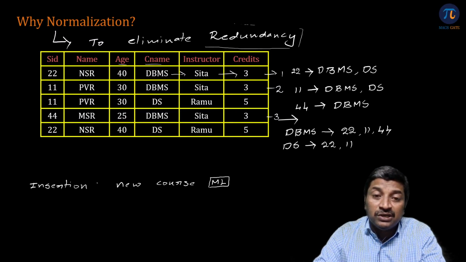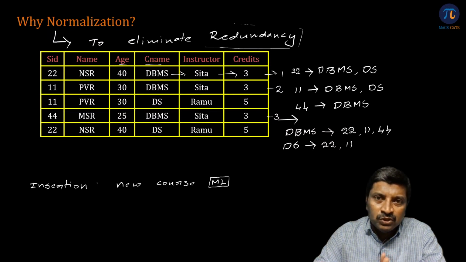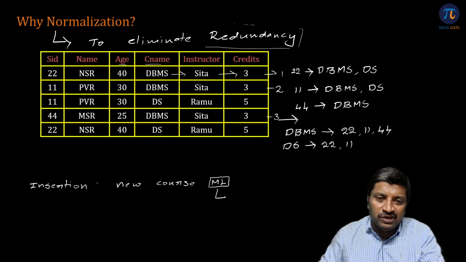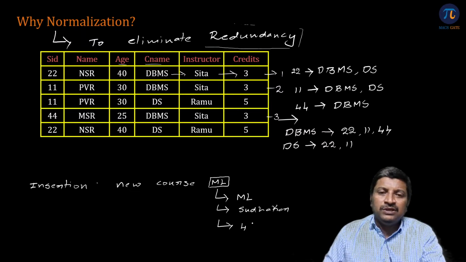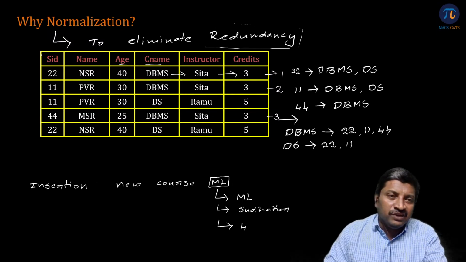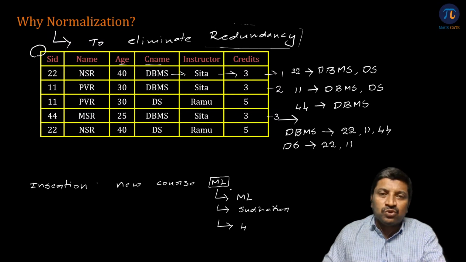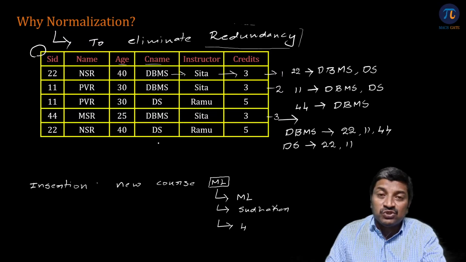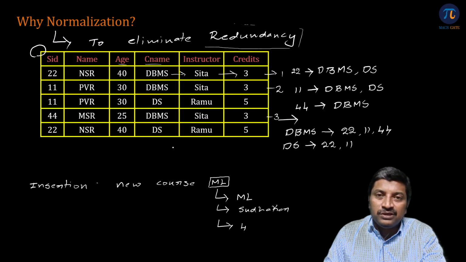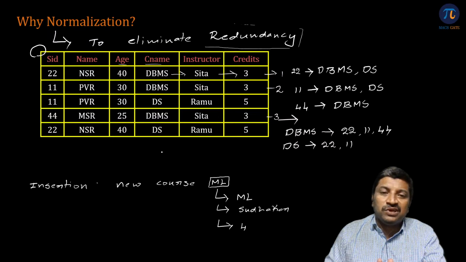Now I want to store the details of machine learning in this particular table. To store the details of machine learning, I need the course name that I already have. I need the instructor. Suppose Sudhakar is the instructor and I need the credits. Let us suppose the credits are 4. In general, these are the details related to the particular course. But if we consider this table, to insert this course, compulsorily I need at least one student. If I don't have at least one student, it's not possible to insert this record in this particular table.